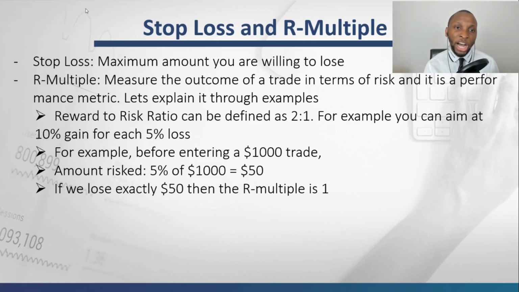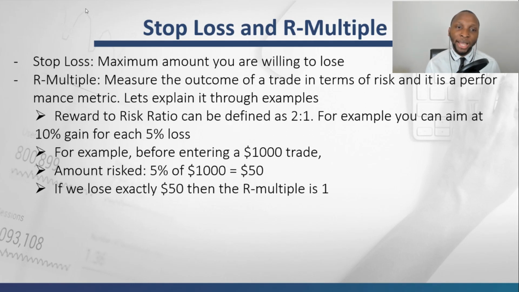So the next term is the R multiple. The R multiple is the measure of the outcome of a trade in terms of risk, and it's a performance metric. So let's go through an example, right? The way to grasp this concept is simply, typically in trades we want to measure, for example, the risk and reward ratio. So for example, you want to risk at most, say, losing 5% within a trade, and you want to win, let's say ideally 10% in a trade, right?